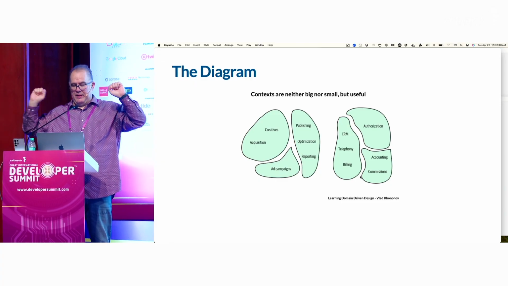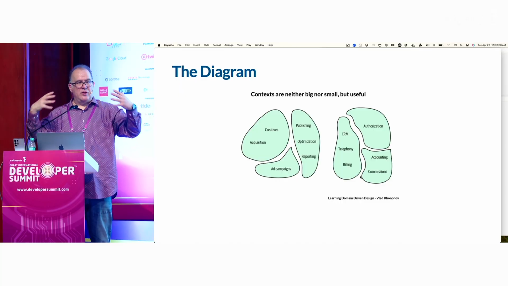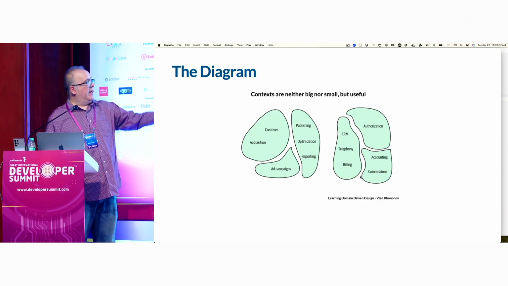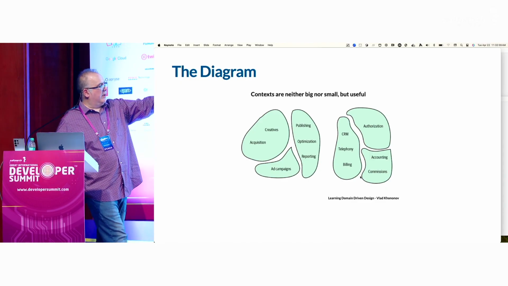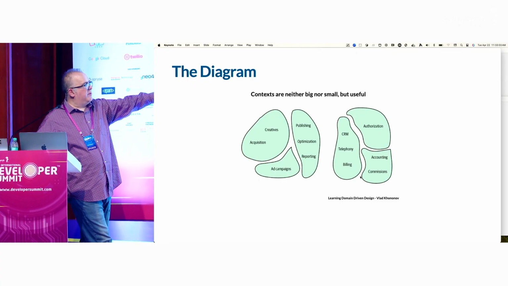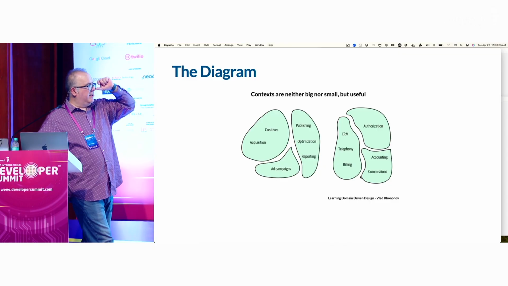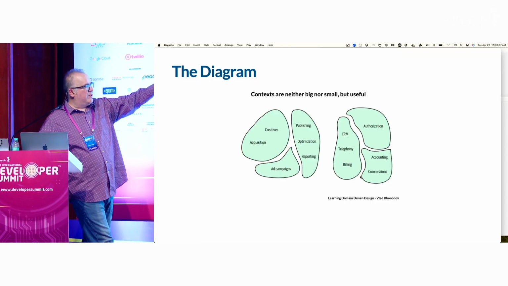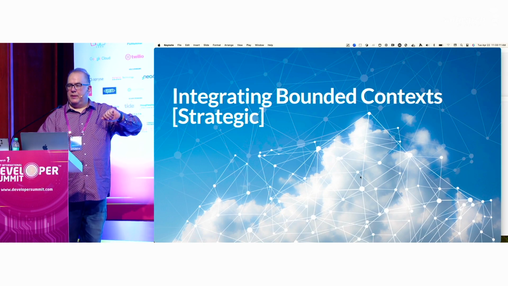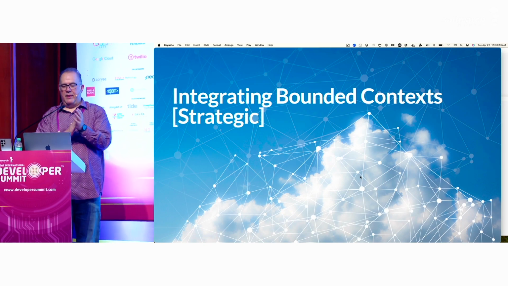And these contexts are neither big or small. It's useful to you. How do you wish to decide which things are related? So in the case from Learning Domain-Driven Design, here's an image here, and they deem that creatives and acquisition should be related to each other. So how is that bounded context going to work? Okay, cool. Whew. All right.